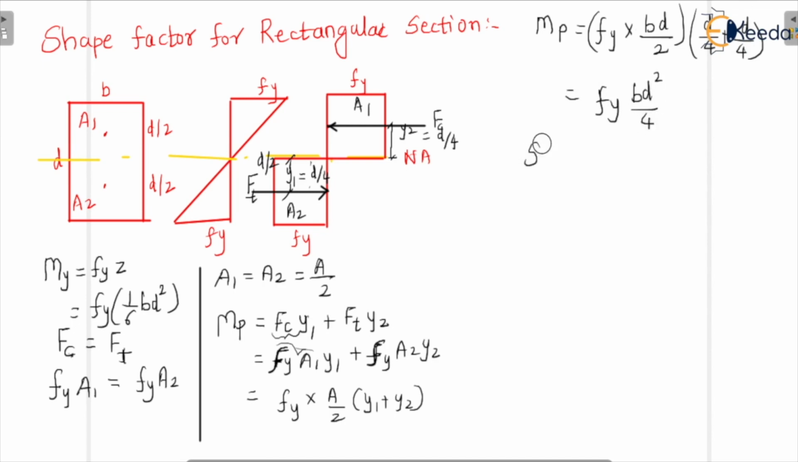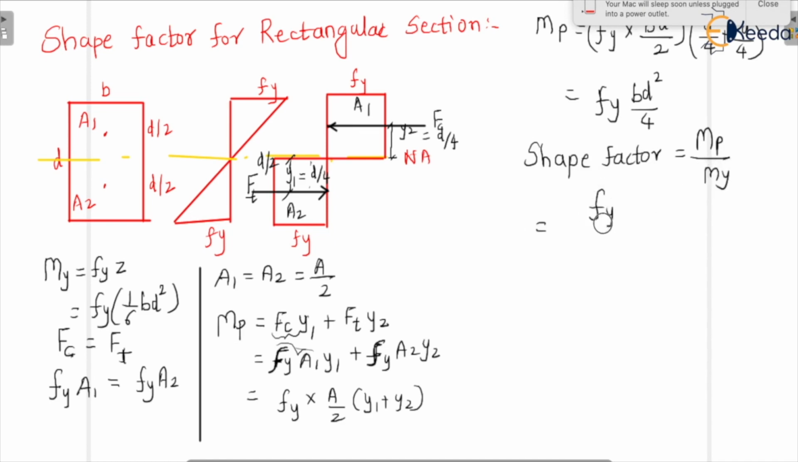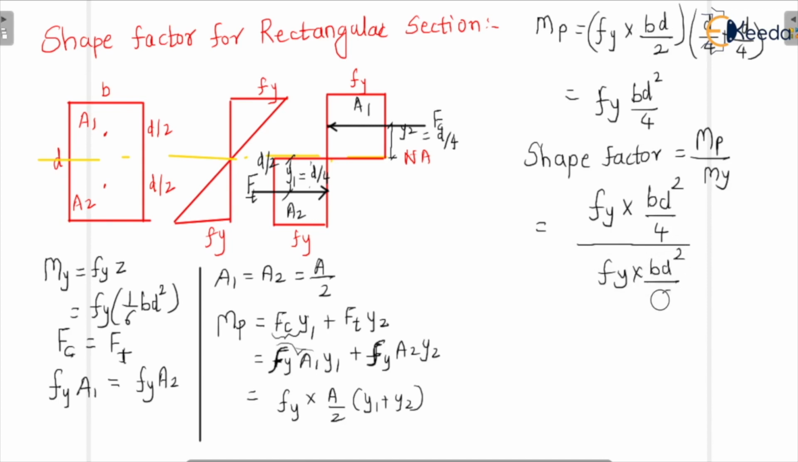So the shape factor in this case is equal to Mp by My, which is equal to Fy into BD square by 4. So Fy into BD square by 4, divided by Fy into BD square by 6. Shape factor is Mp by My.